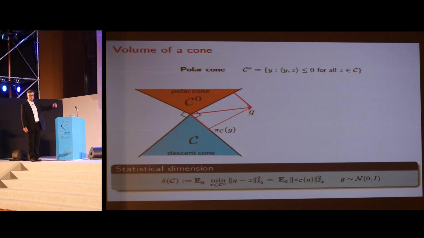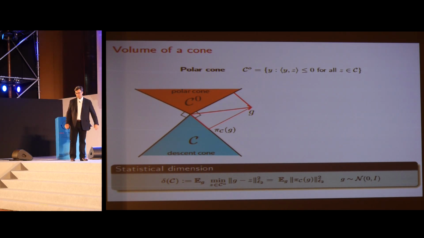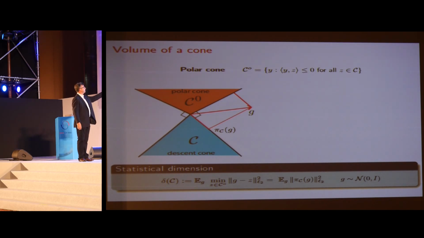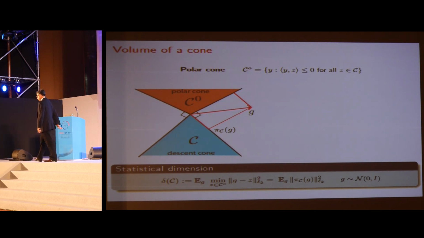Well, so you give me a cone C, the blue cone, and I'm going to immediately define its polar cone, which is the red cone. And the red cone is simply the set of directions that form a negative dot product with any directions in the blue cone. Every direction in the red cone has a negative dot product with every direction in the blue cone. That's a polar cone.